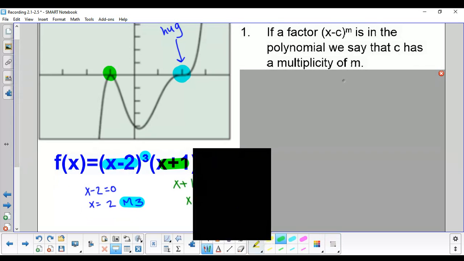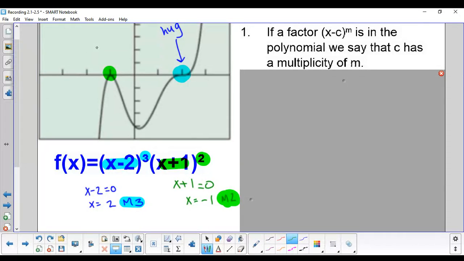Now, this is what we call a kiss. I like to give the analogy of elementary school. Someone dares you to kiss somebody on the cheek at the playground, so you run up to them, you kiss them on the cheek, and you run back away. The graph will approach the x-axis, it will touch it or kiss it, and then it runs back away. We never cross the x-axis with an even multiplicity, but we will cross the x-axis with an odd multiplicity.